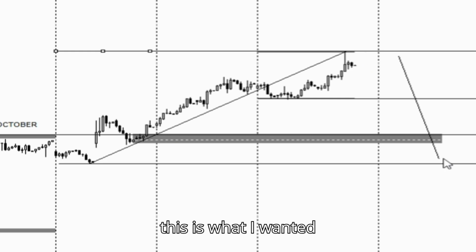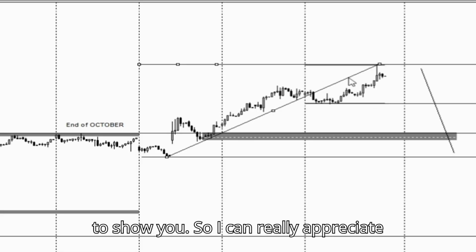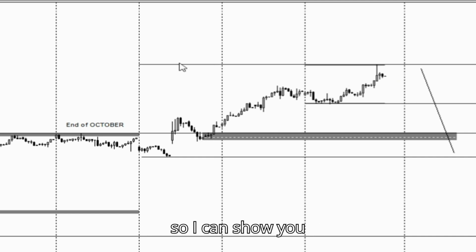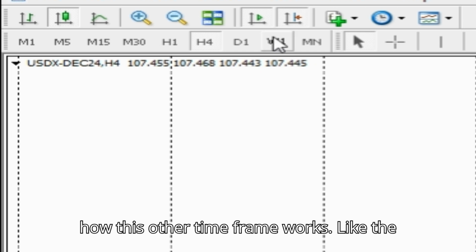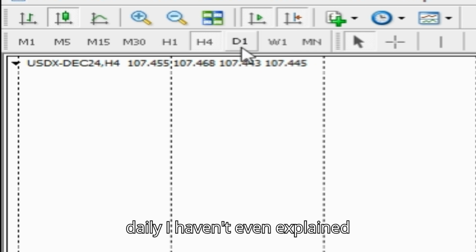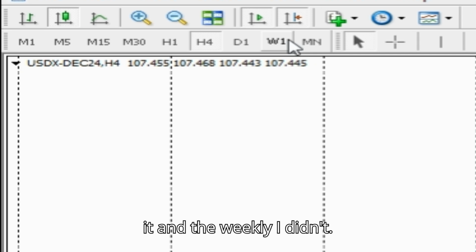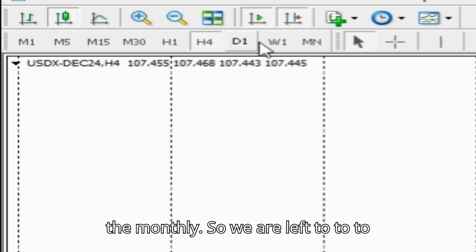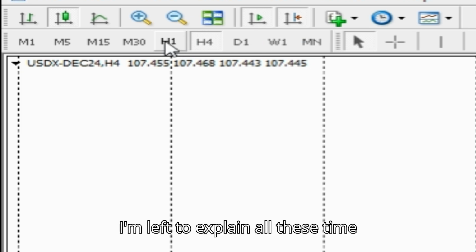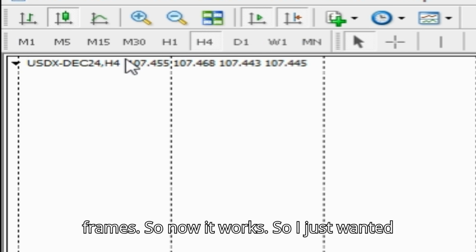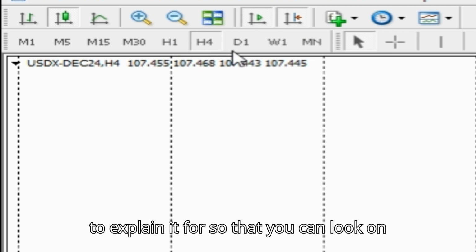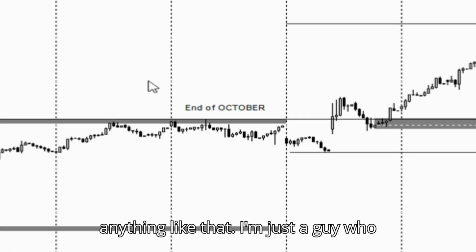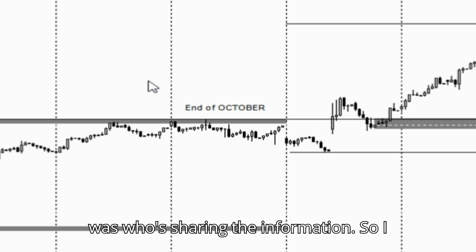So yeah, guys, this is what I wanted to show you. I can really appreciate you if you guys can just subscribe, so I can show you how these other time frames work. Like the daily, I haven't even explained it, and the weekly, I think I explained the weekly, and the monthly. So I'm left to explain all these time frames and how they work. I just wanted to explain it so that you can look at the dollar, how the dollar is looking. I'm not a financial advisor or anything like that. I'm just a guy who's sharing the information.